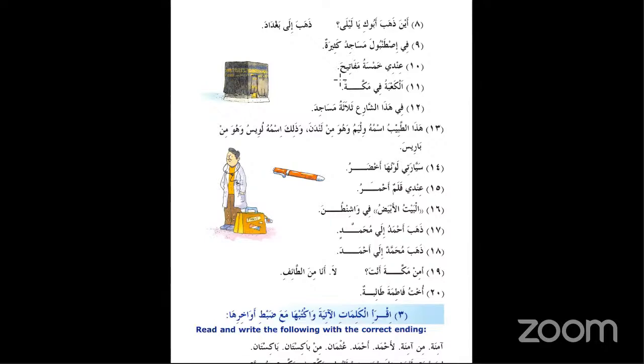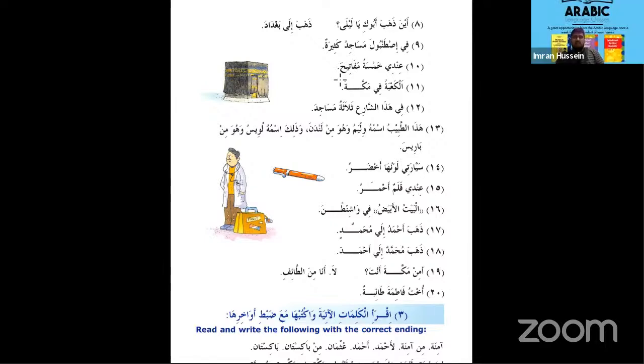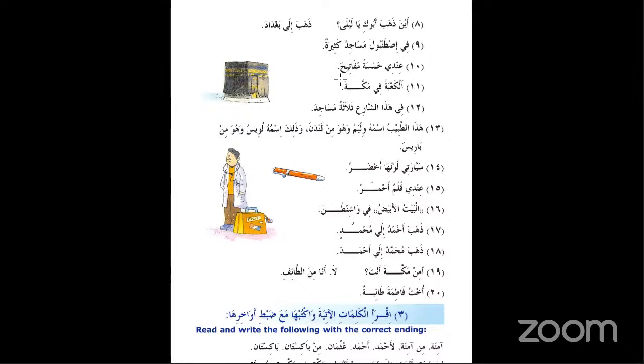Sayyarati lawnuha akhdaru. My car, its color is green. So you see the word akhdaru. It's coming with a dhamma, not with dhamma tanween.